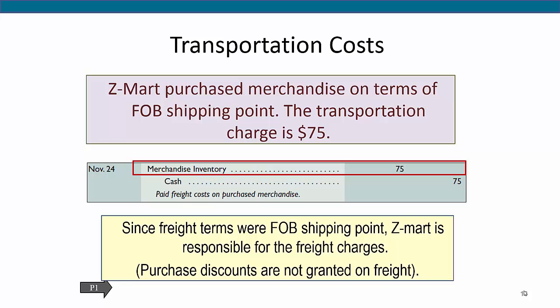And here's another important point. Cash discounts, again, are never granted by the seller on the cost of transportation because transportation is an add-on service. It's not merchandise. If this merchandise was purchased with 2% 10-day credit terms, 2/10, net 30, the buyer would not deduct 2% from the cost of the freight. So please be sure to make a note about this.